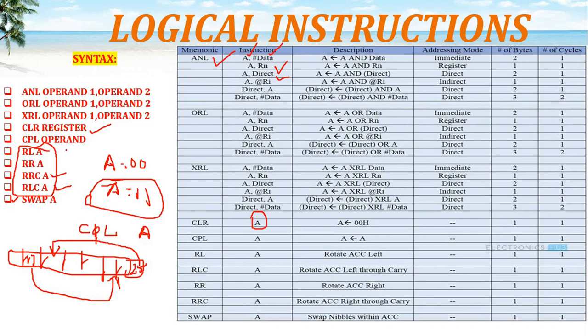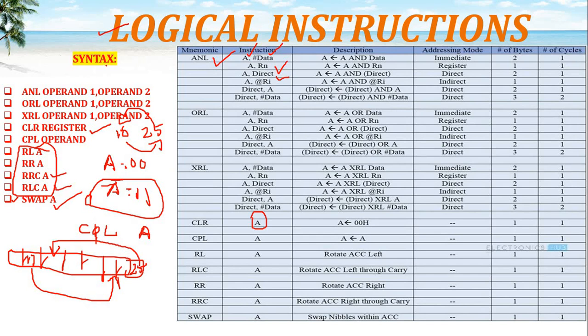Next one is SWAP A. SWAP A will swap the nibbles within the accumulator. Here I am having one value as 10. In the accumulator, I am having a value as 25. If I want to swap this 25 with 10, then I can use SWAP A. If in the accumulator I'm having 25 and I give SWAP A, it will swap the nibbles, that is, the values get replaced. That is called a swap instruction.